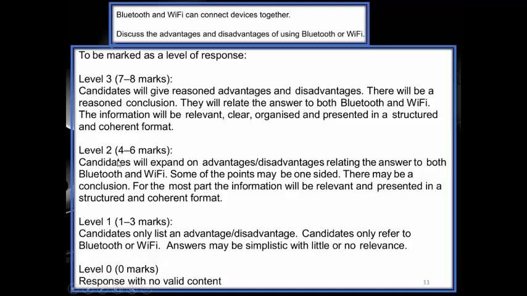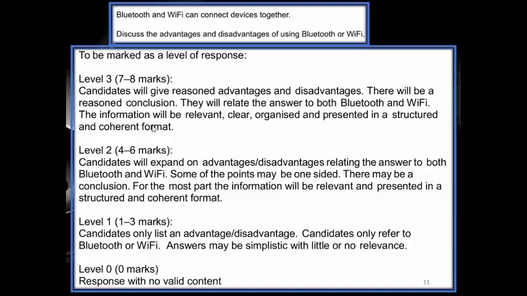Irrelevant answers. Level 2, L2, 4 to 6 marks: the candidate will expand on advantages, relating the answer to both Bluetooth and Wi-Fi. The points may be one-sided. There may be a conclusion. For the most part, the information will be relevant and presented in a structured and coherent format. Okay, I'm interested in level 3 because that's where you belong. Level 3, that's 7 to 8 full marks.